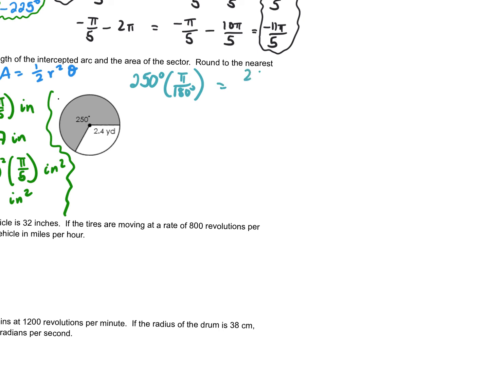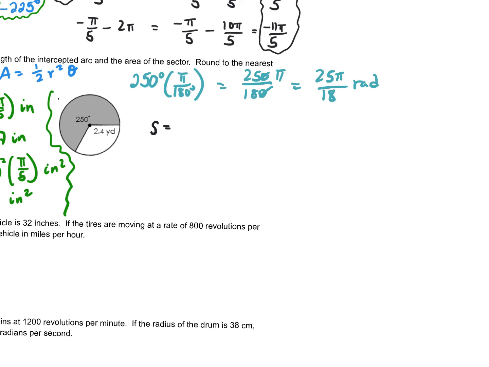So this is going to be 250 over 180 pi. Those will certainly cancel, so not much simplifies here. We just get 25 pi over 18. So that is my angle in radians, and that's what I have to use for arc length and for sector area.